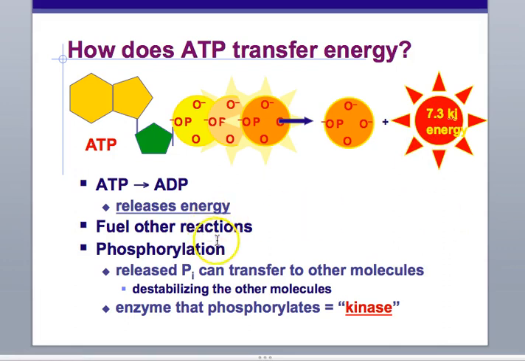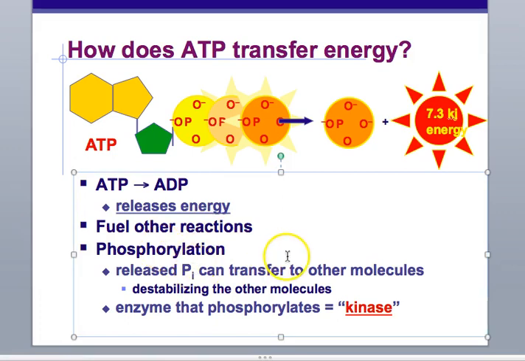So this is called phosphorylation. This is when a released phosphate just literally moves to another molecule, and it destabilizes that molecule. So when you phosphorylate it, it causes it to do something. So we'll talk about that a lot. Anything that is phosphorylated, or any enzyme that phosphorylates something or makes something happen, is called a kinase. So if we see ASE, that's an enzyme. It means it's a protein catalyst that makes stuff happen faster and decreases activation energy.